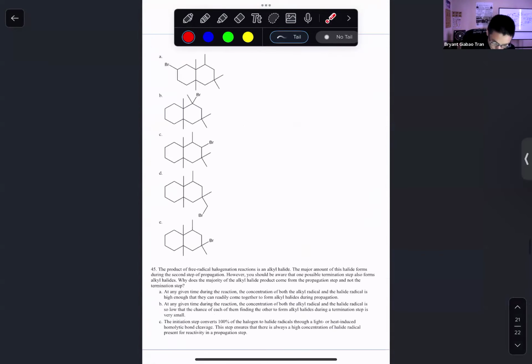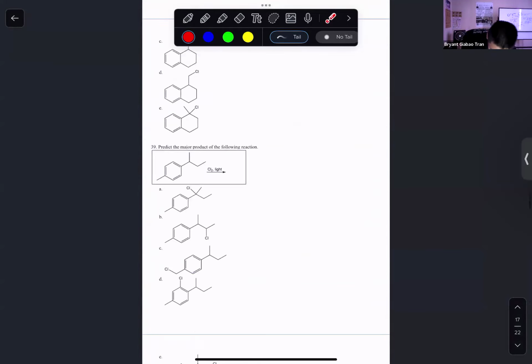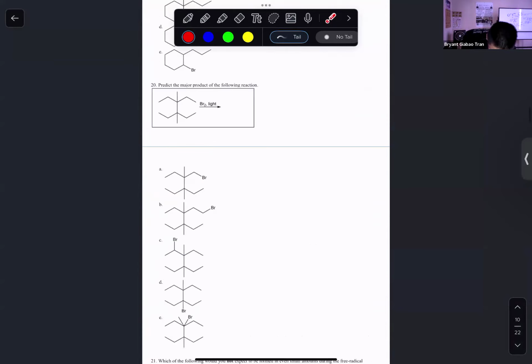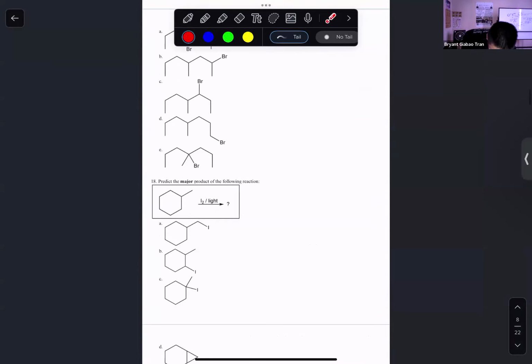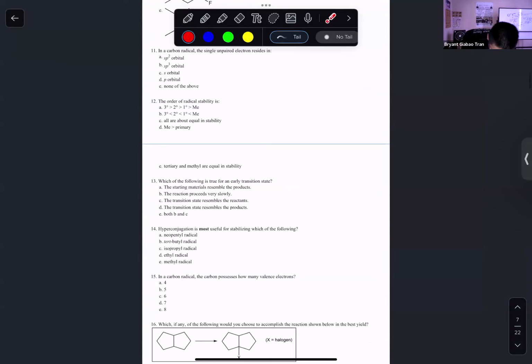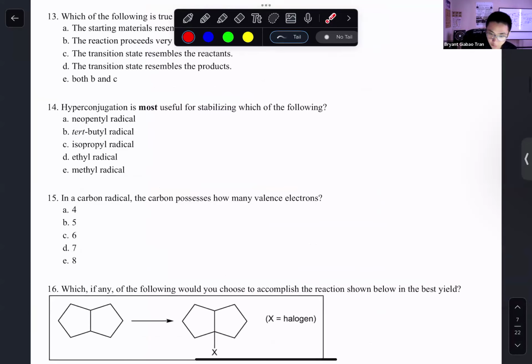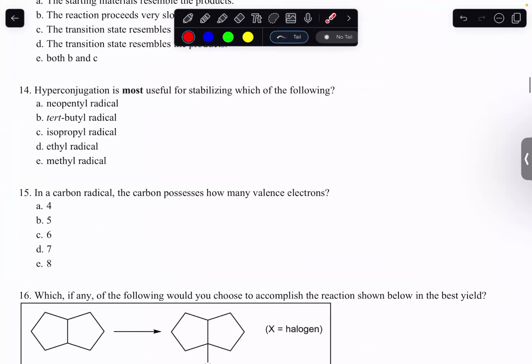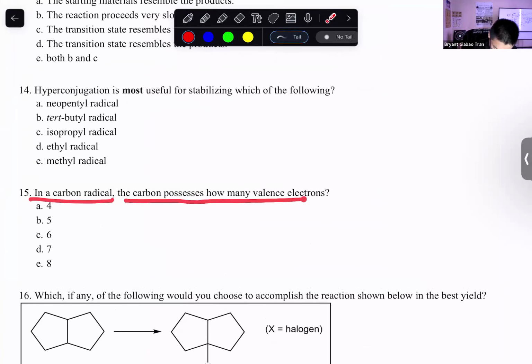Okay, so Kathy wanted to go over 15 and 20. Number 15 and 20. Okay, so you said you got D, but the answer says B. What is this question asking? In a carbon radical, the carbon possesses how many valence electrons?